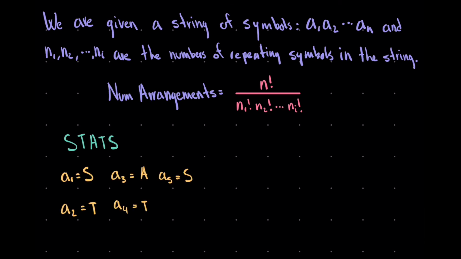In this case, our string of symbols is STATS, where A1 is S, A2 is T, A3 is A, A4 is T, and A5 is S. Furthermore, because the letters S and T repeat twice, we'll have that N1 is equal to 2, and N2 is equal to 2 as well. And now we could do our final calculation to find the total number of arrangements. We have 5 factorial over 2 factorial times 2 factorial, just like before, and once again, this is equal to 30.